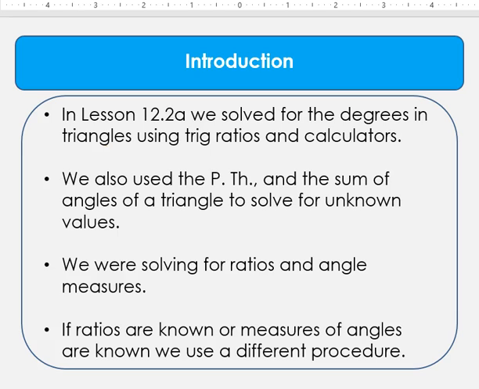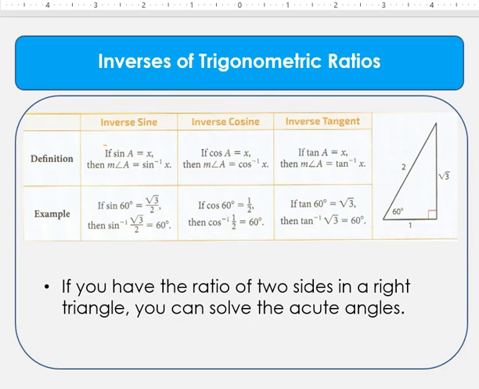So in the last couple of lessons, we've solved for degrees in triangles using trig ratios and using our calculators. We've also used the Pythagorean theorem and the sum of the angles of a triangle to solve for unknown values. We were solving for ratios and angle measures in these problems. If the ratios are already known or measures of angles are known, we can use a different procedure. What we can use is the inverse of the trig ratios.